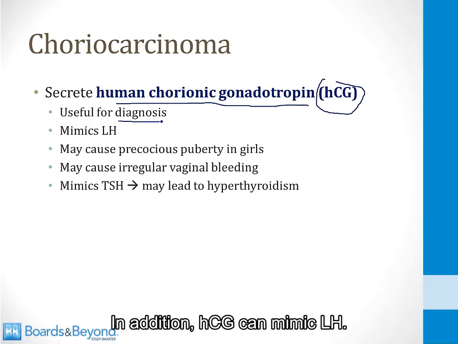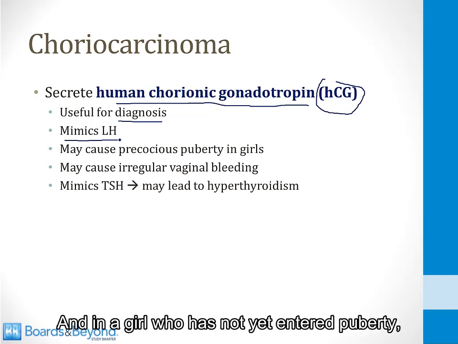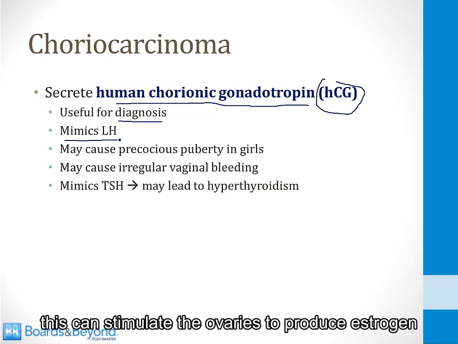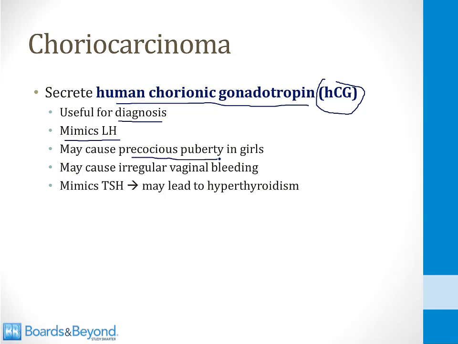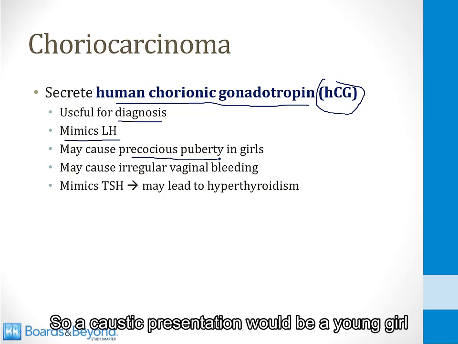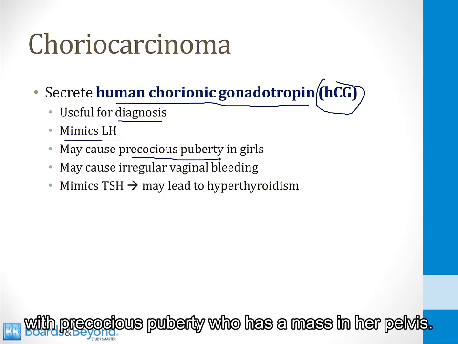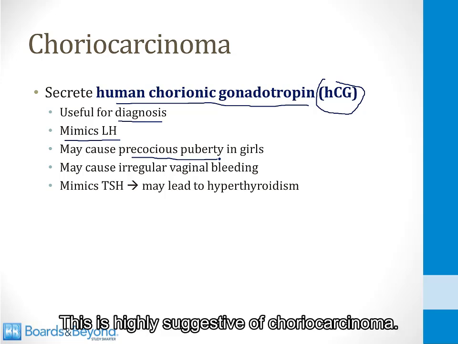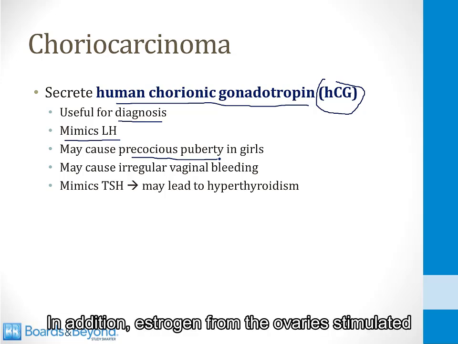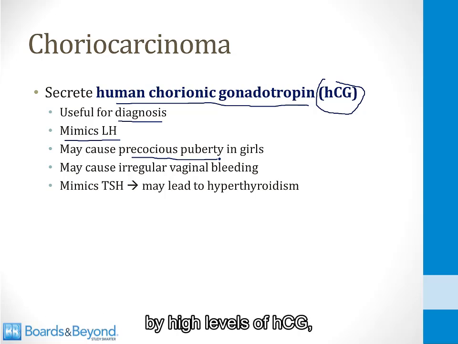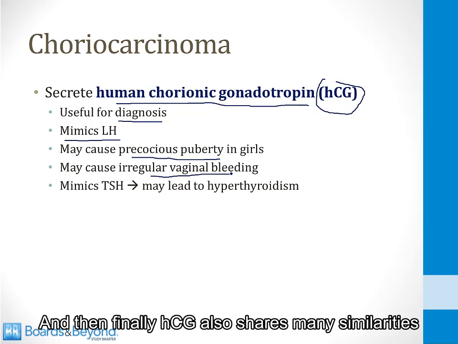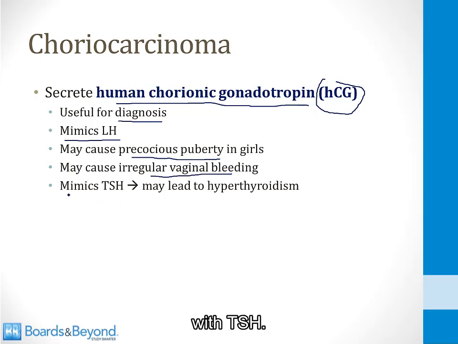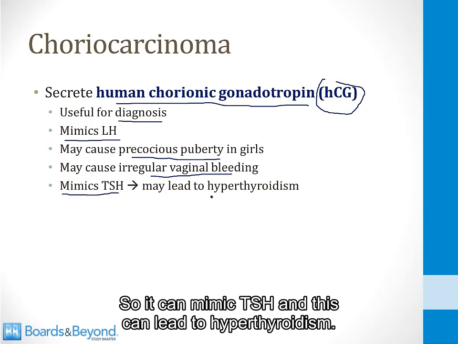In addition, HCG can mimic LH, and in a girl who has not yet entered puberty, this can stimulate the ovaries to produce estrogen, and this can cause precocious puberty. So a classic presentation would be a young girl with precocious puberty who has a mass in her pelvis. This is highly suggestive of choriocarcinoma. In addition, estrogen from the ovaries stimulated by high levels of HCG can lead to endometrial growth and irregular vaginal bleeding. And then finally, HCG also shares many similarities with TSH, so it can mimic TSH, and this can lead to hyperthyroidism.